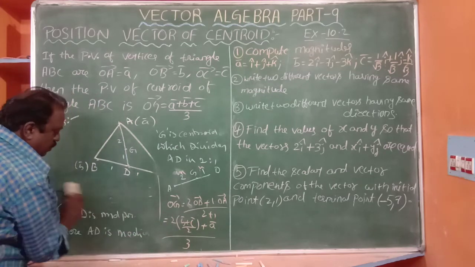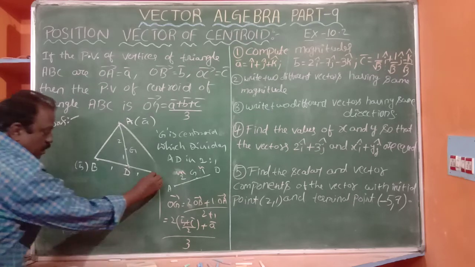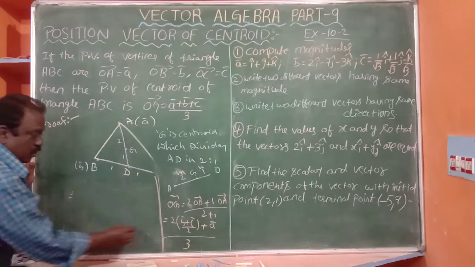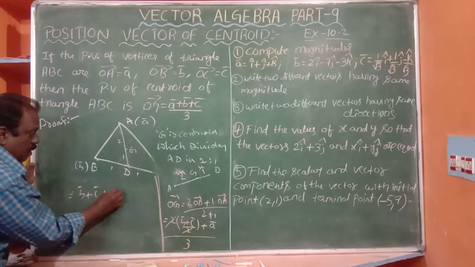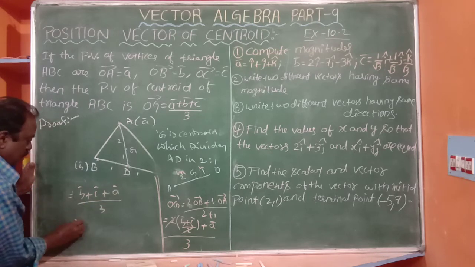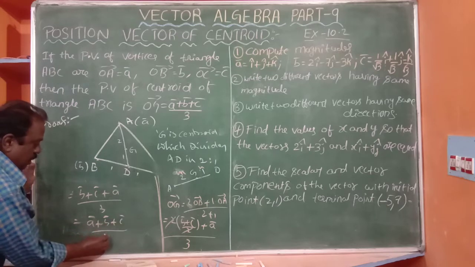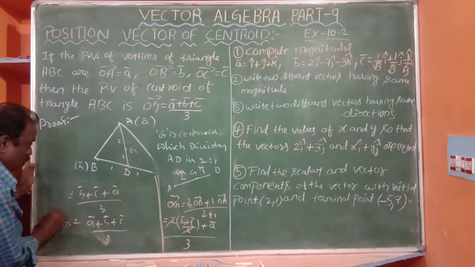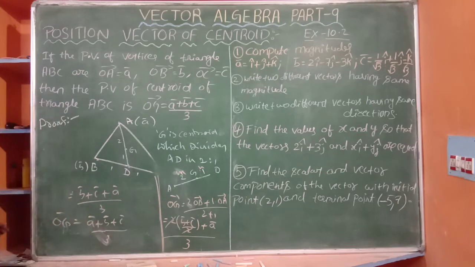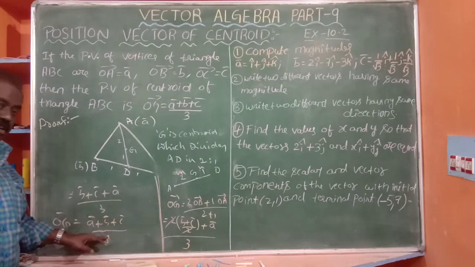Observe it. Now I am writing here. The 2 and 2 cancel. We get B bar plus C bar plus A bar by 3. Very clearly, in order, it is A bar plus B bar plus C bar by 3. This is the OG bar. So the position vector of G, the position vector of the centroid, is nothing but A bar plus B bar plus C bar by 3.